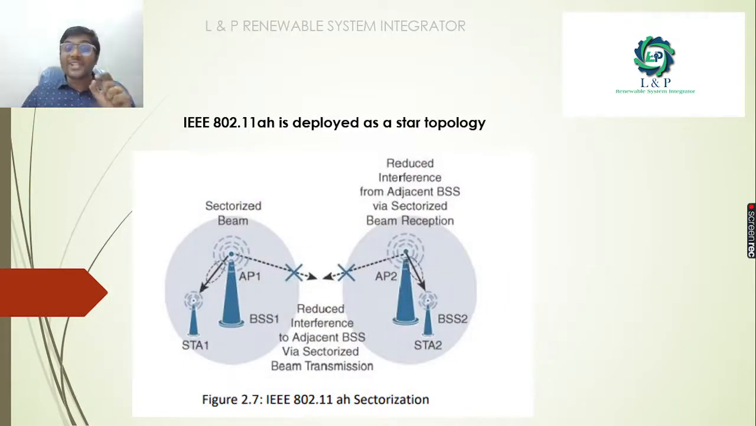So it deploys the star topology. As you can see, with the help of the star topology we can have a sectorized beam, and we can reduce the interference from the adjacent BSS via sectorized beam reception.